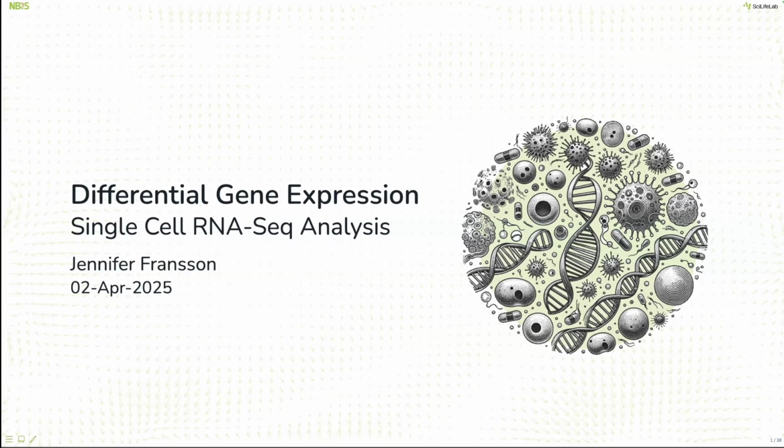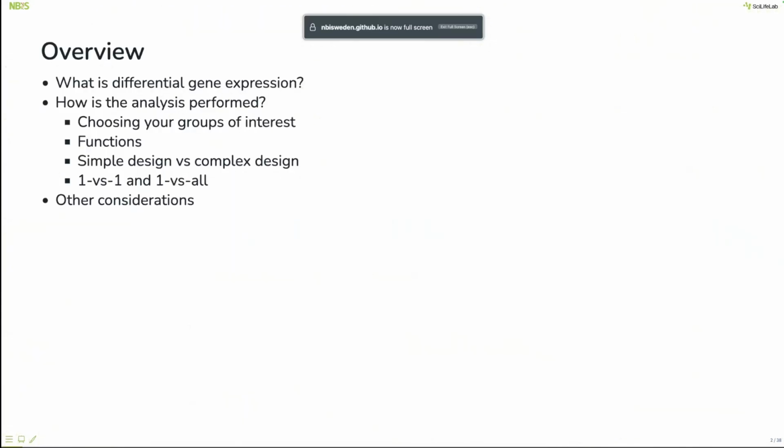So today I'm planning on first talking about what differential gene expression is, just so we're all on the same page, and then how to perform the analysis, both in choosing your groups of interest and what to consider there, which functions you can use to run it, what it means when you have a simple design versus a complex design of your study, and then the differences between running 1 versus 1 and 1 versus all comparisons, and then some other considerations that I don't cover in the previous parts.